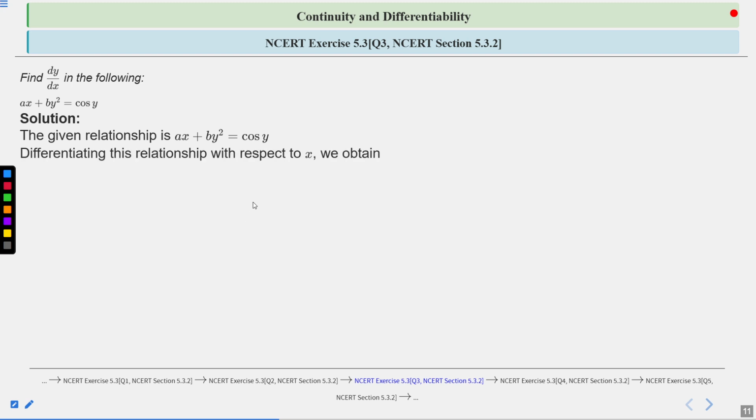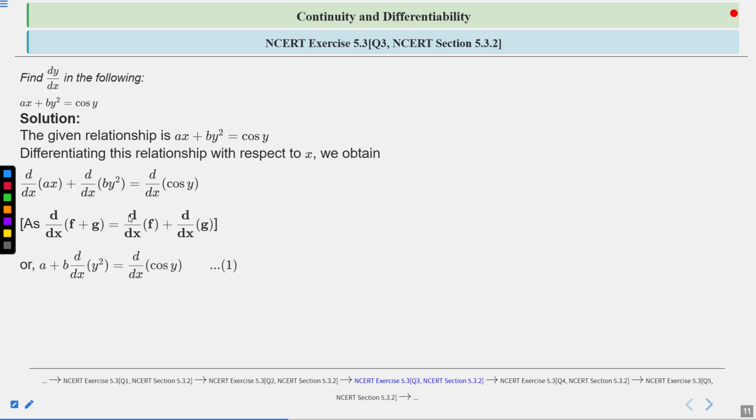Now differentiating this relationship with respect to x, we obtain d upon dx of ax plus d upon dx of by square will be equal to d upon dx of cos y. As we know that d upon dx of f plus g is equal to d upon dx of f plus d upon dx of g. Clear? Or we know that d upon dx of ax will be a, plus b we can take common, so it will be b times d upon dx of y square, and it will be equal to d upon dx of cos y. Let us assume this as equation 1.